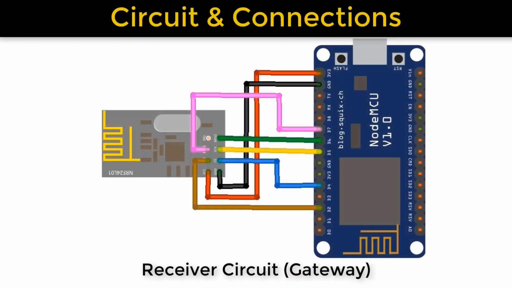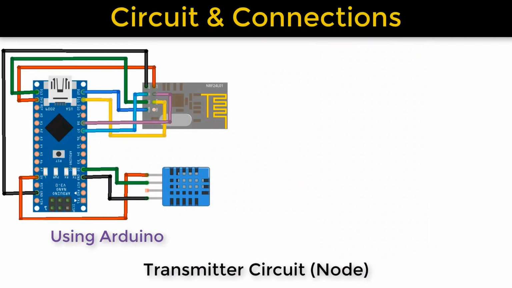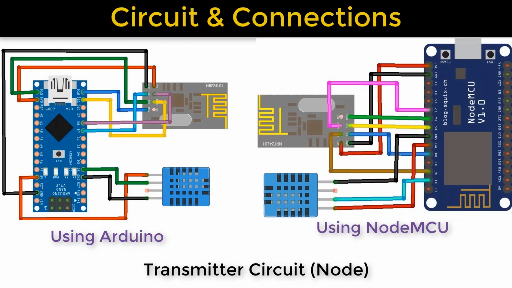Now here is a circuit diagram. So this is the receiver circuit or the gateway circuit. In the gateway circuit, we are using NRF24 and simply a NodeMCU. Now this is the transmitter circuit. Now the transmitter circuit is either designed using Arduino Nano, or you can design it using NodeMCU.